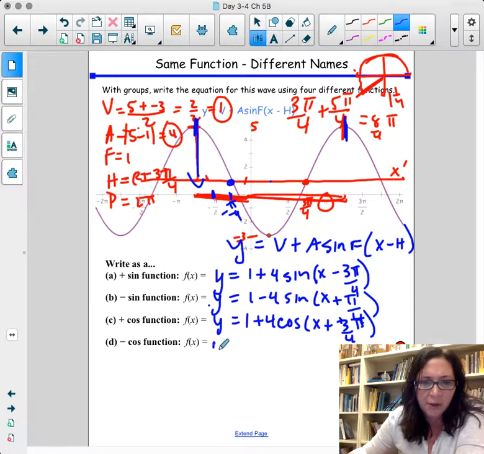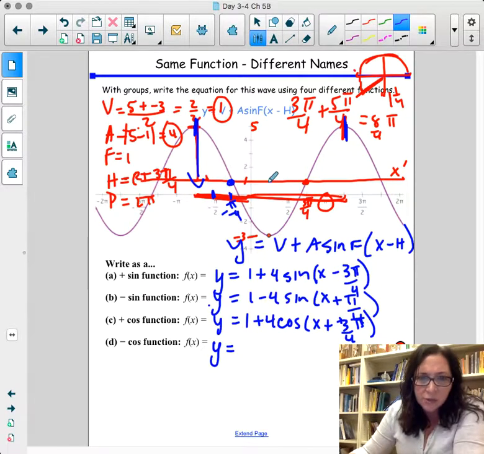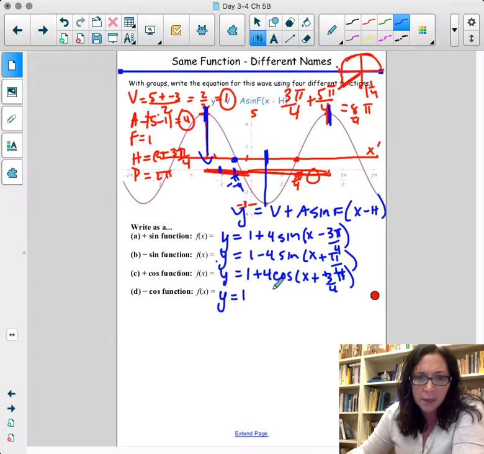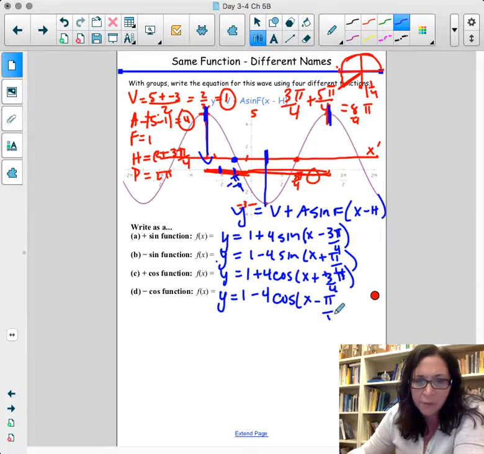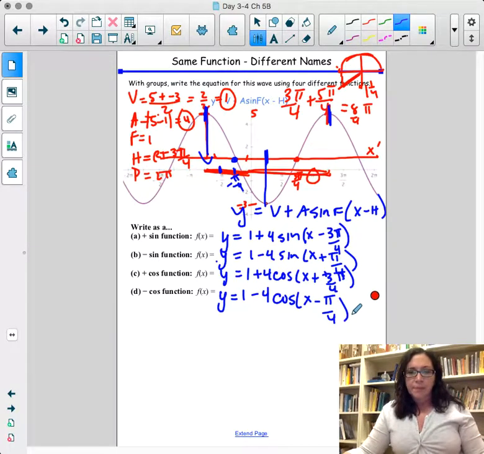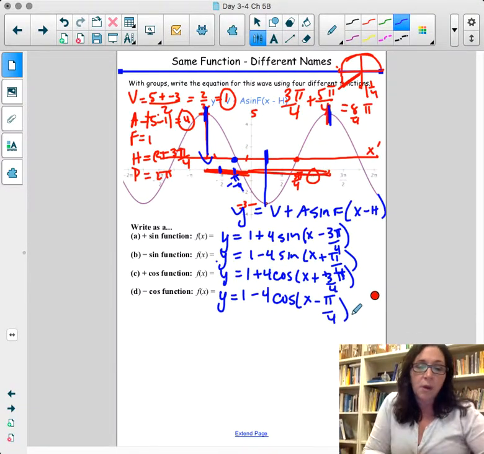Okay, and then where are we at? Last one, cosine. So we have y equals, what do I want? A negative cosine. So that's going to be right here. So that'll be y equals 1 minus 4 cosine. And this will be x minus half of the distance from 0 to pi over 2, which is pi over 4. So, boy, that's a lot of information. Okay, so I hope that helps.